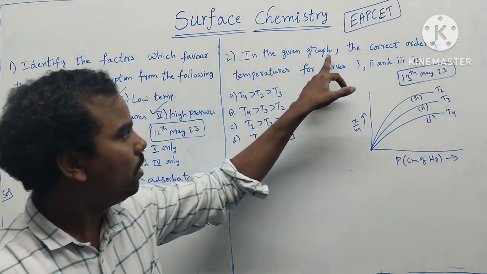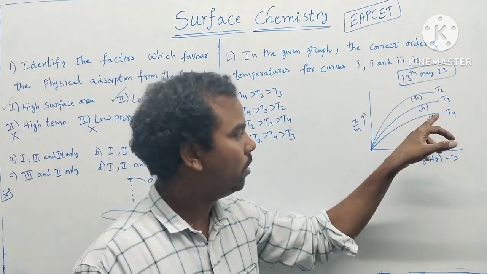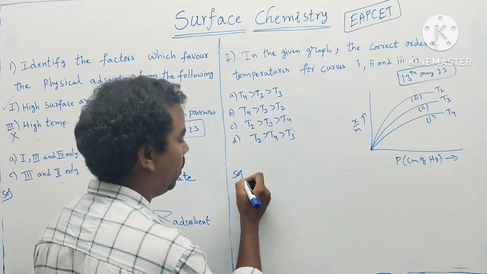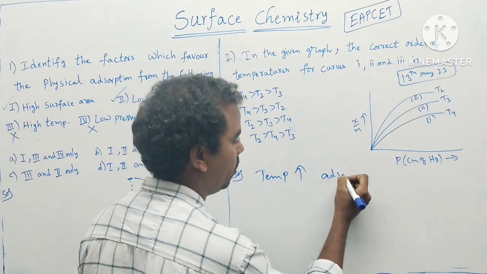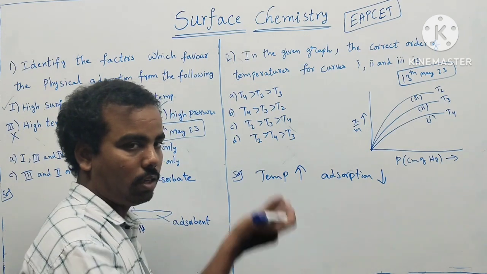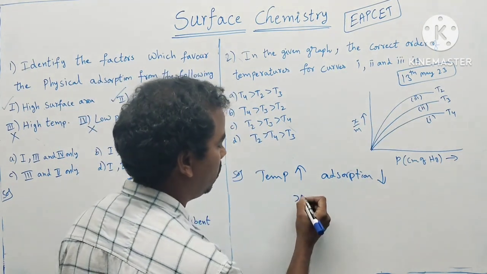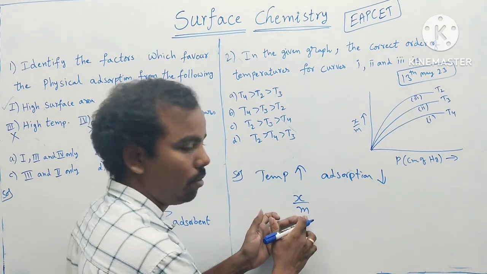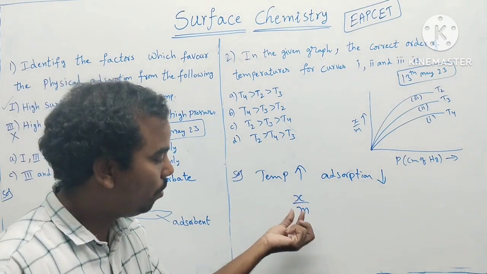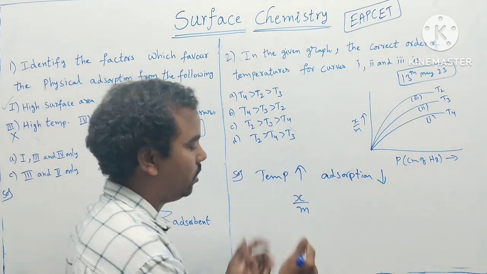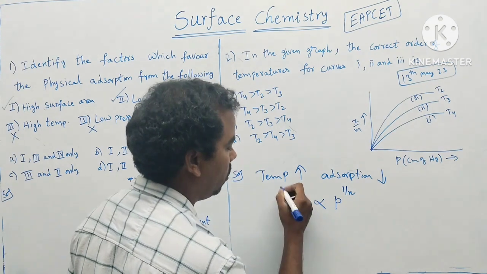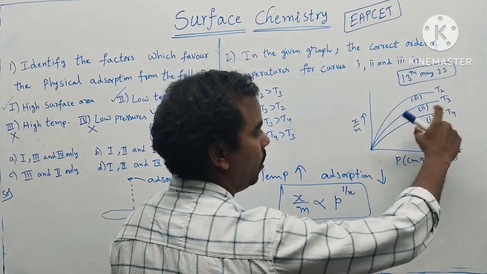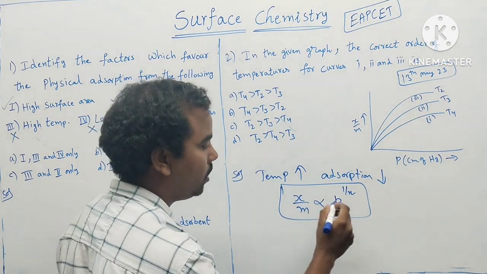Second one: in the given graph, what is the correct order of temperatures for curves 1, 2 and 3? Which one has higher temperature? We know that when temperature increases, adsorption decreases. X by M means X grams of adsorbate adsorbed on M grams of adsorbent. That process is called adsorption. It is directly proportional to P power 1 by n. So X by M is directly proportional to pressure. When pressure increases, adsorption also increases, and after that it saturates.